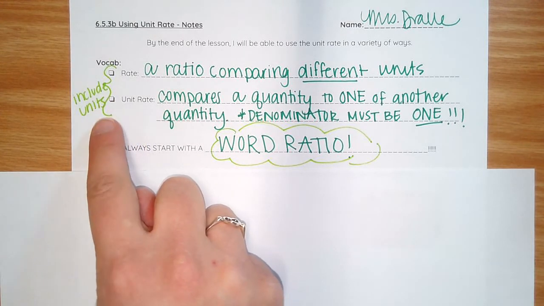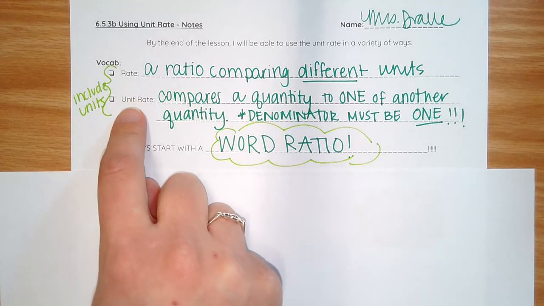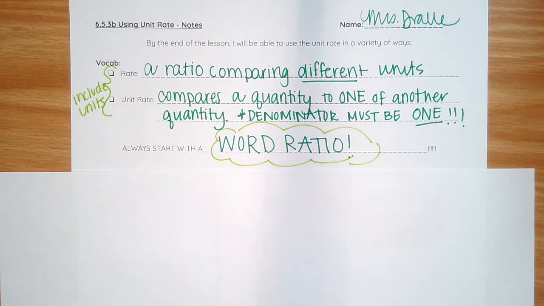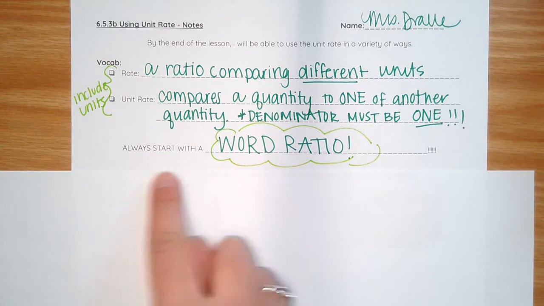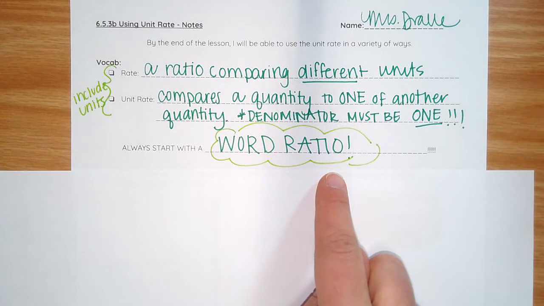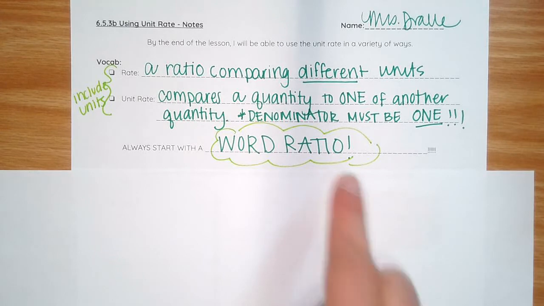For both rate and unit rate, we always include our units. So we need to be very careful about that. You must include your units. We are talking about two different things here when we are comparing them, so we need to know what we're talking about. We also always start with a word ratio, and our word ratio is kind of our blueprint for our work. It guides us and helps us stay organized.